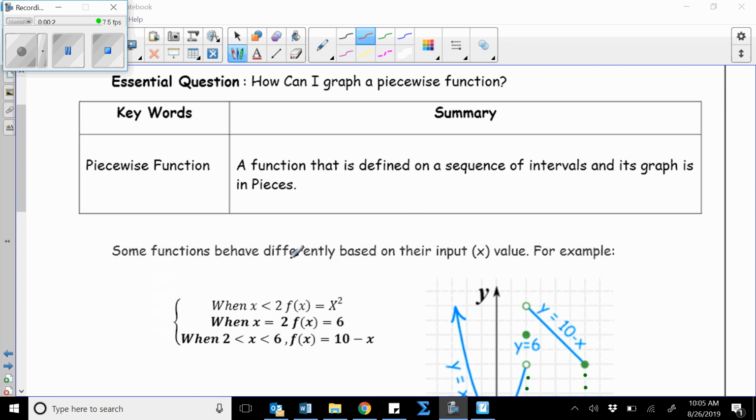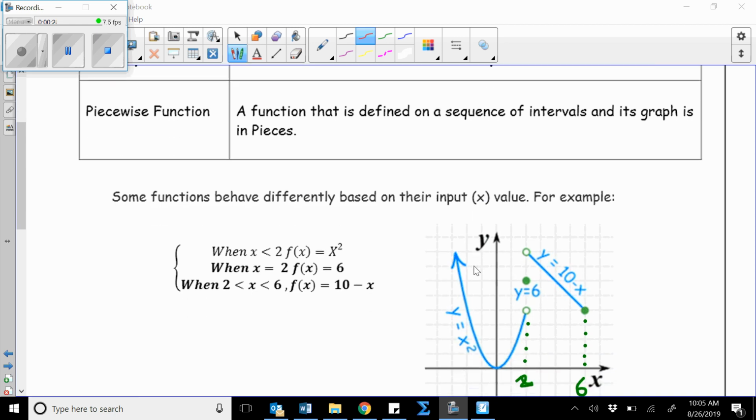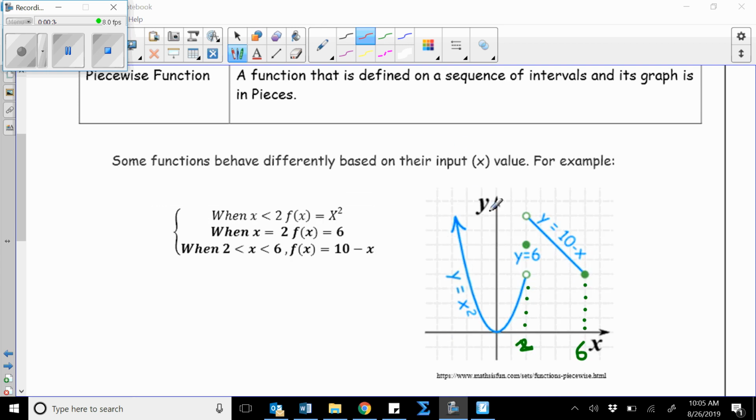Piecewise functions are functions that behave differently based on their input x value. Like in different intervals, they adopt different little functions. For example, here we see a piecewise function which has three different pieces. One is this one, the other one is this point, and the other one is this line. So in order to write the equation for this function, we need to mention the x intervals and the function for those x intervals.